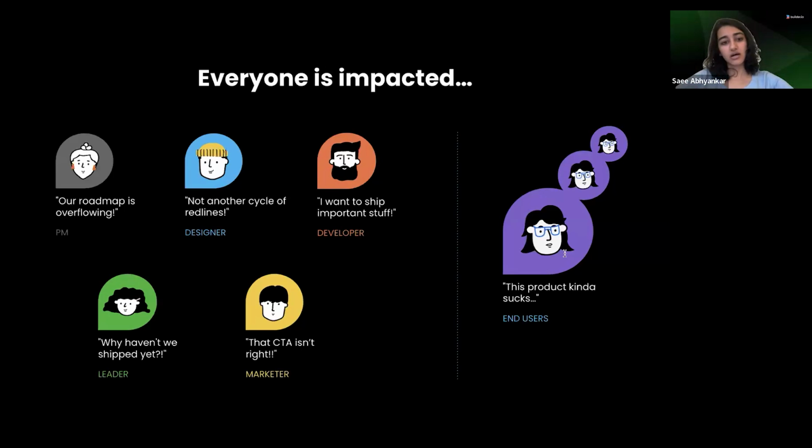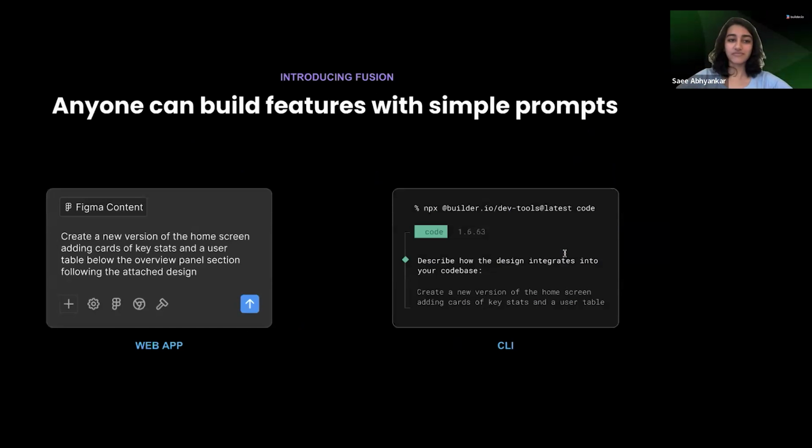To solve for this, we've built something we call Fusion. With Fusion, anyone can build features with simple prompts. And I'm sure you guys have heard this line quite a few times in the past few months. We have a lot of products in the market doing just that. But where Fusion really sets itself apart is the fact that you can build features in your existing web app in an environment that you're most comfortable with.